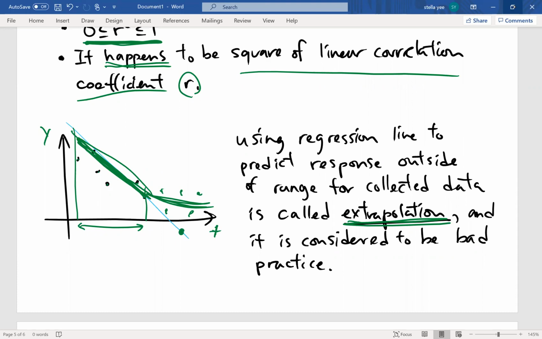Right. So extrapolation is considered a bad thing to do unless you can back it up with maybe a theory or some other reason why the relationship should continue. So if you're just going by the data, then you should stick to x values that are given in the original data set.